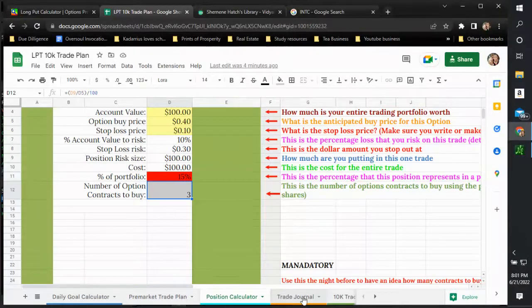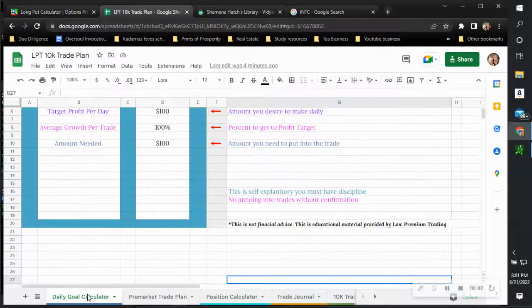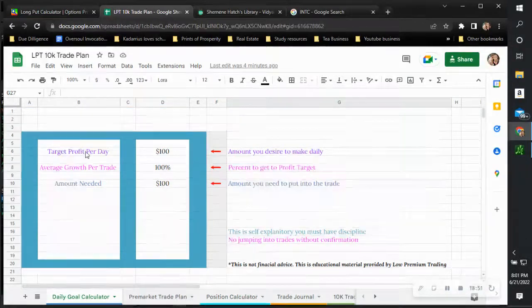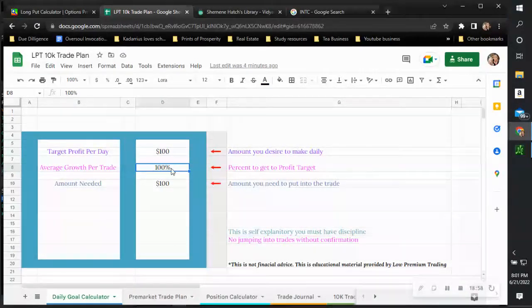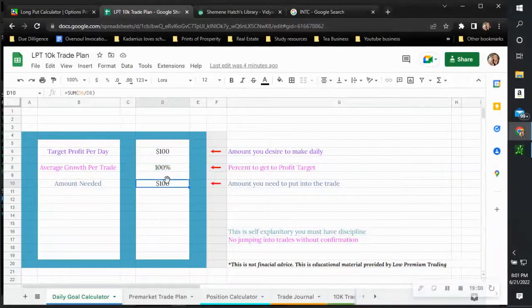And if you have a certain daily goal that you want to meet, I have that on this spreadsheet as well. If your target profit per day is $100, it tells you the percentage and the amount that you need. So if you know that when you trade you only get 30%, you put in what your track record is, 30%. You would need $333 at 30% to make $100 a day.